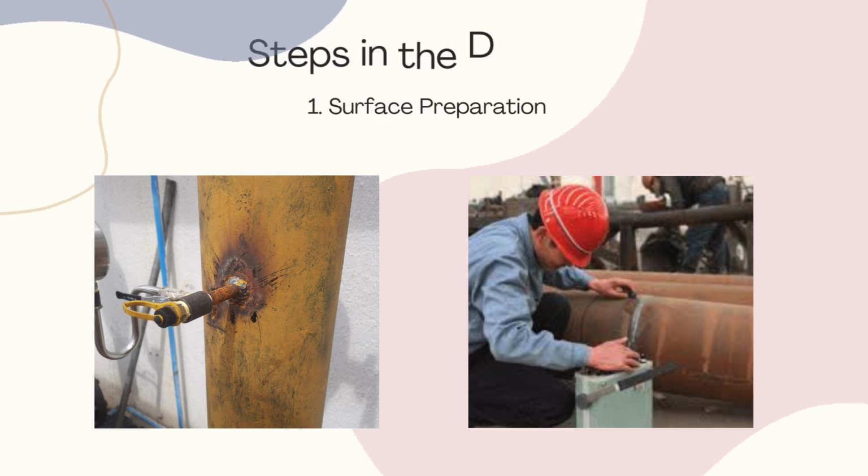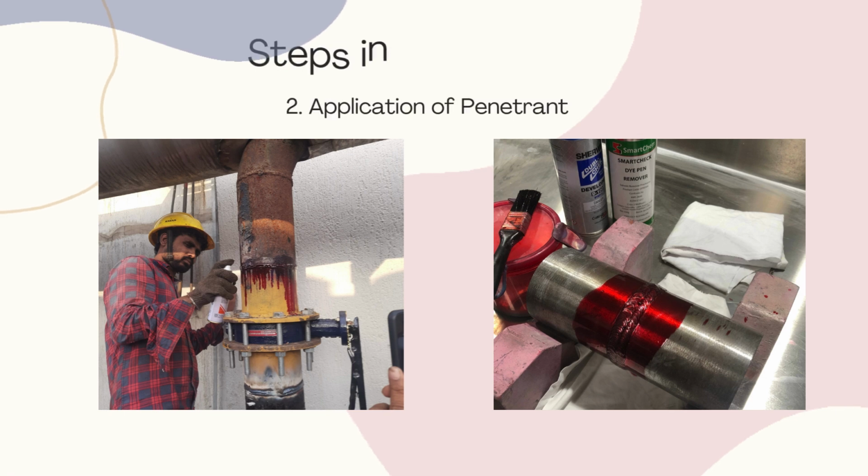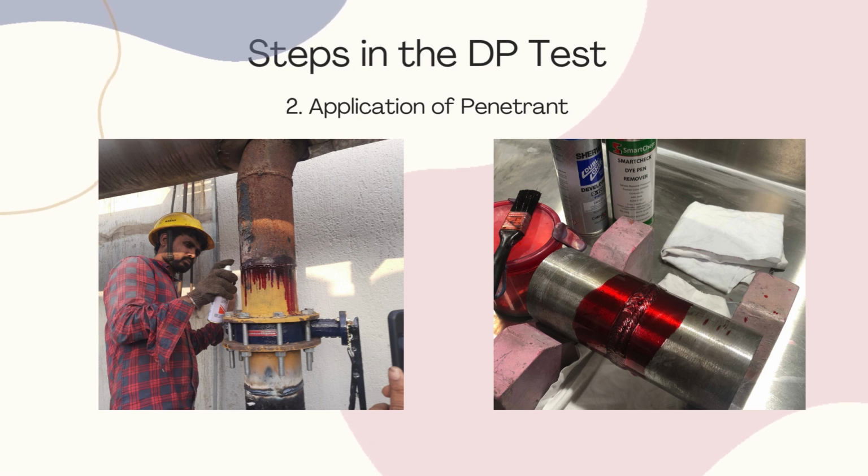Now we can see the steps in the DP test. First one is surface preparation. Clean the test area properly using the cleaner. Remove any dirt, grease, or rust so the surface is smooth and dry. Next, we have to apply the penetrant. Spray or apply the red or pink penetrant dye on the cleaned surface. Wait for a few minutes as per the product instruction so the dye can seep into any cracks.